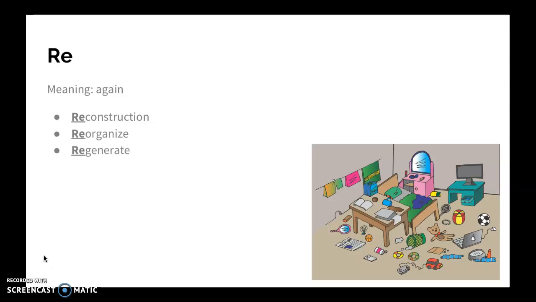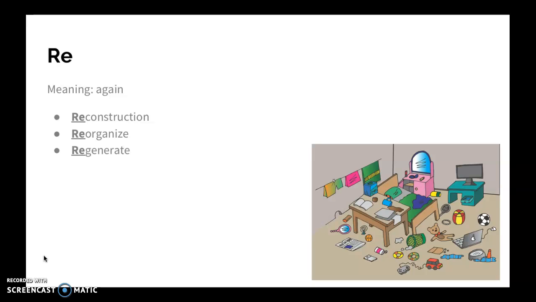So the first prefix that we will cover is the prefix re. So when you put re in front of a root word, it means again. So in our first example, we have reconstruction. This means to build again. You're reconstructing something, so you're building it again.